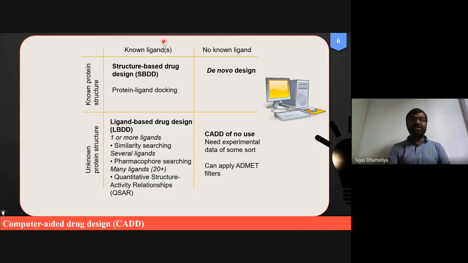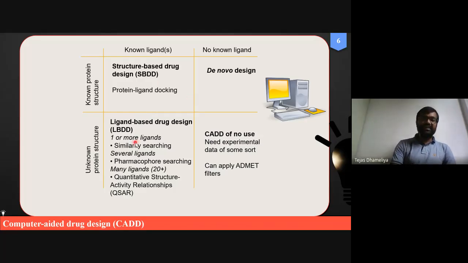Okay, so for example, if you know the structure of the ligand, only one ligand or more than one ligand, and you know the structure of the protein, then in this context you can adopt structure-based drug design, especially molecular docking. Docking is a kind of technique where we can dock our compounds. We can align our compounds to a particular site and identify whether a compound is going to interact or not. So that we can identify using this technique.